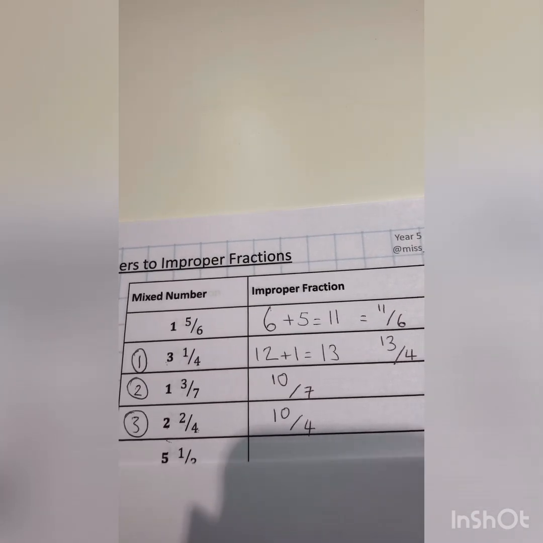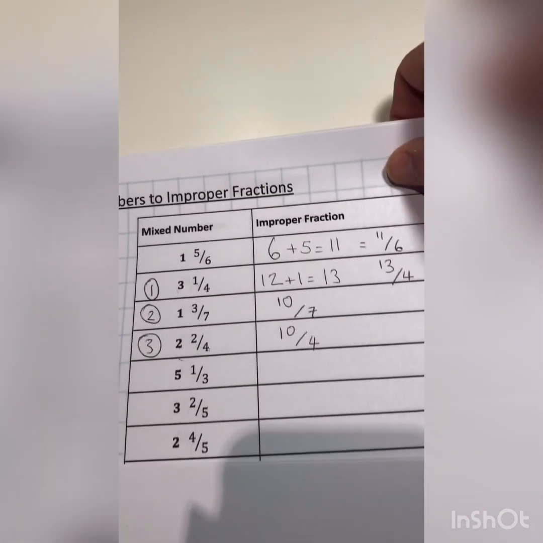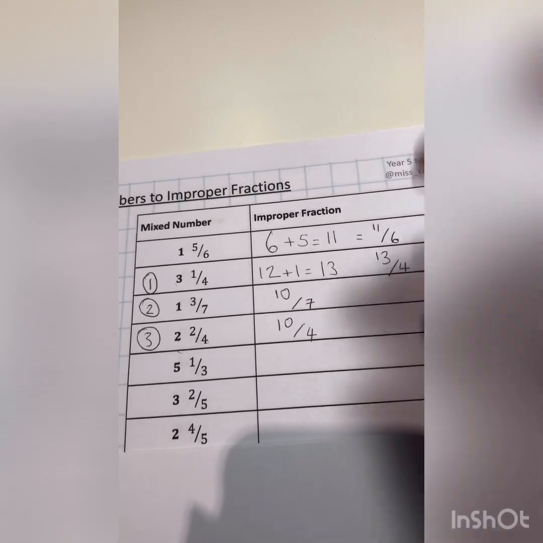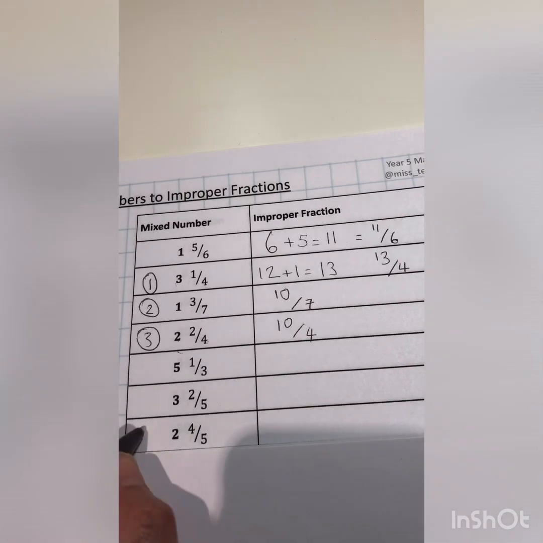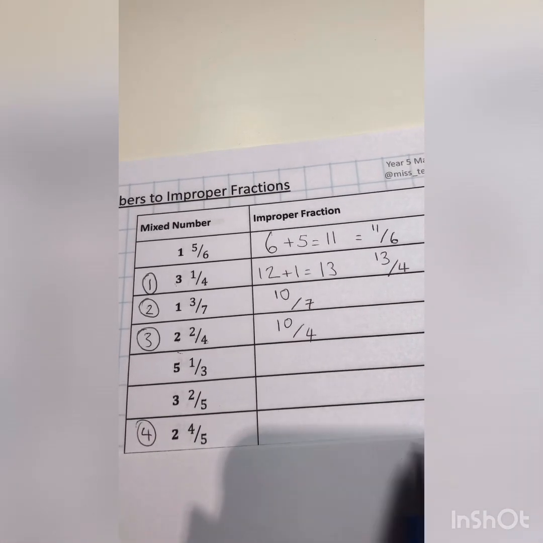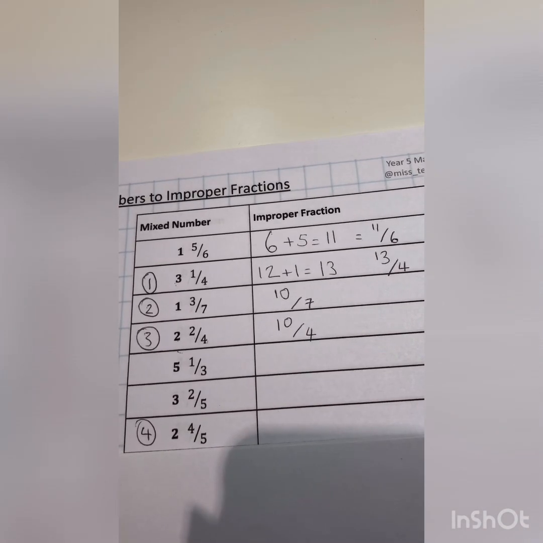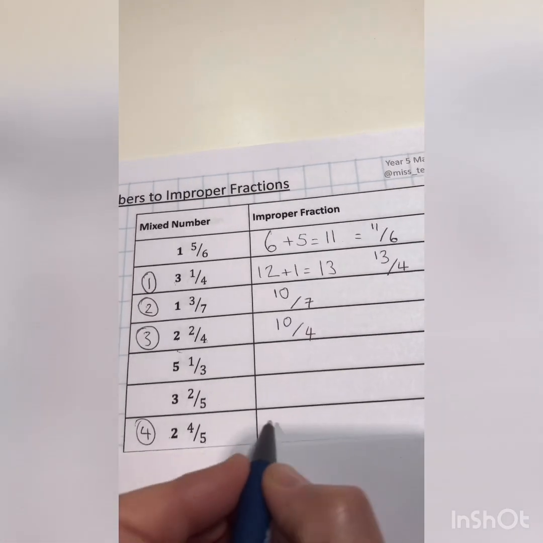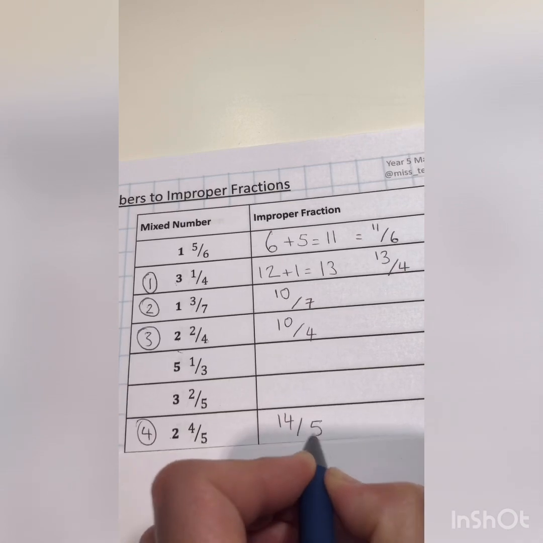Now let's make a slightly harder one. Let's have a look. They're all pretty easy. See if you can do that one. Let's do this one. Number 4. 2 4/5. Make that into an improper fraction. Press pause and then see how you got on. Did you get it? 5 2s are 10. Add 4 is 14/5.